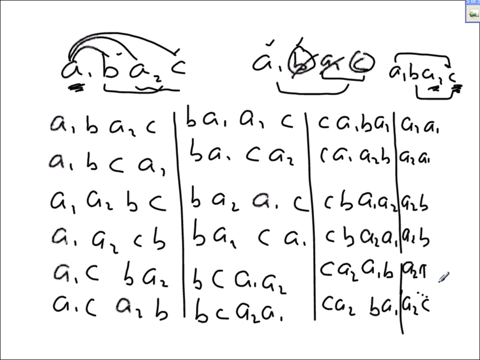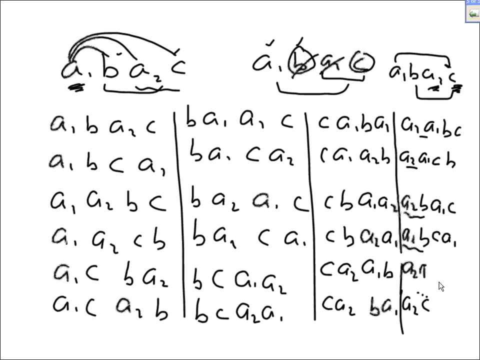Okay, the first two have A2, A1. That leaves B and C left over. You can have BC or CB. AB2, that leaves A1 and C left over. You can have it in that order, or you can have it in that order.